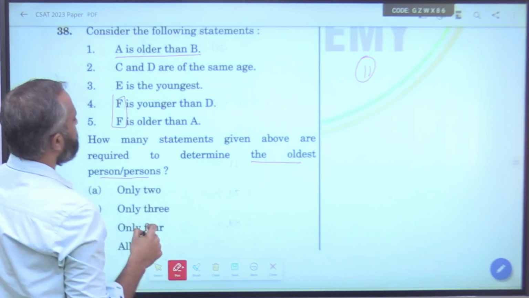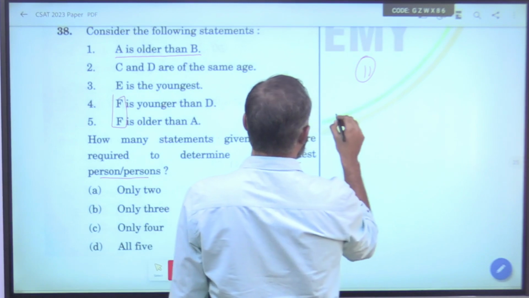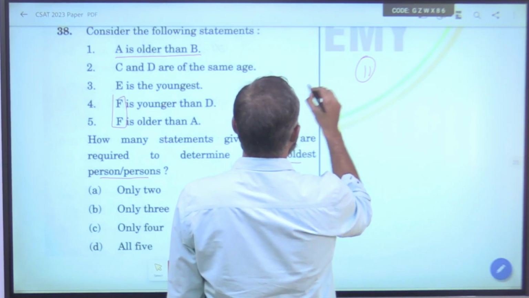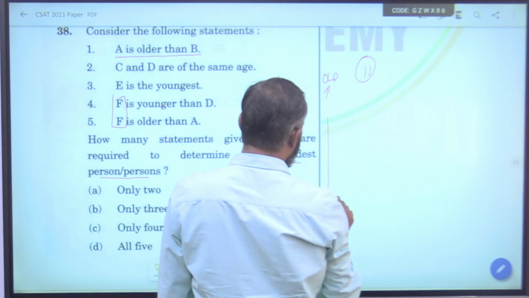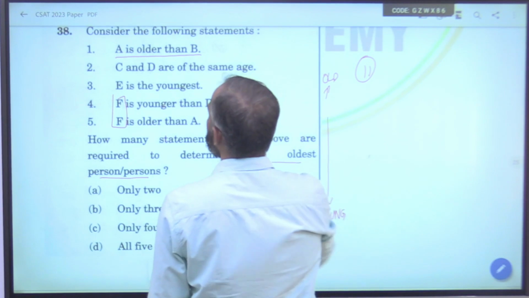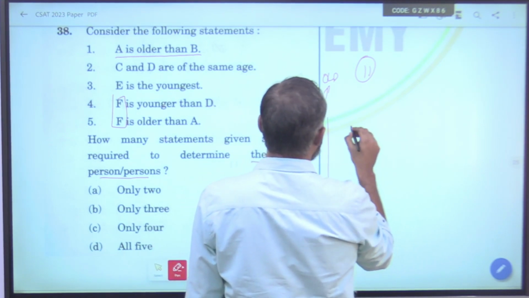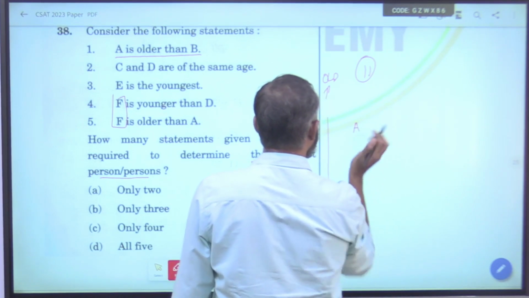F is mentioned. Okay, let's start from the first only. A is older than B. Let's arrange, he is asking oldest, and in this way you will get young. So A is older than B. Okay, A is older than B.